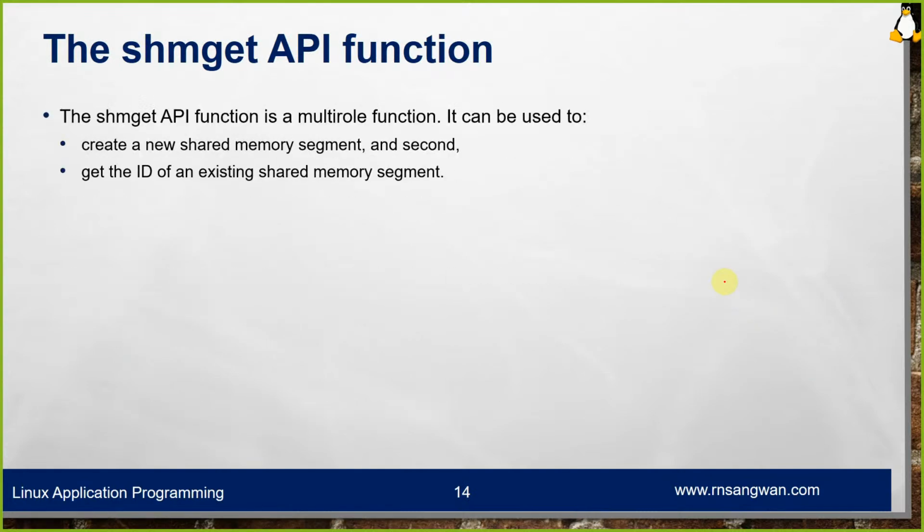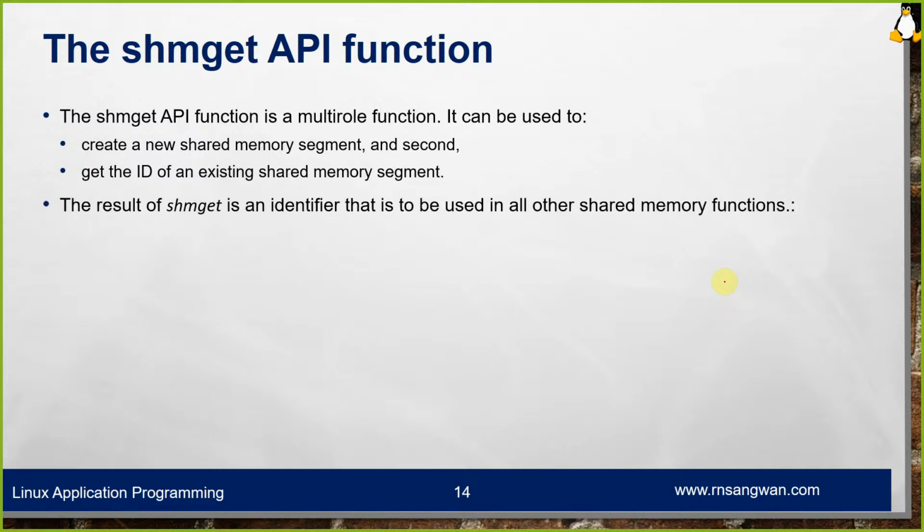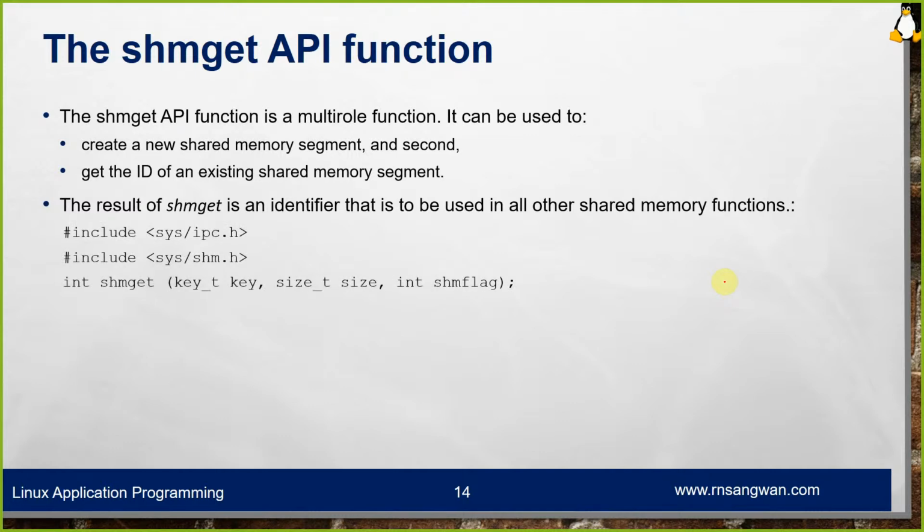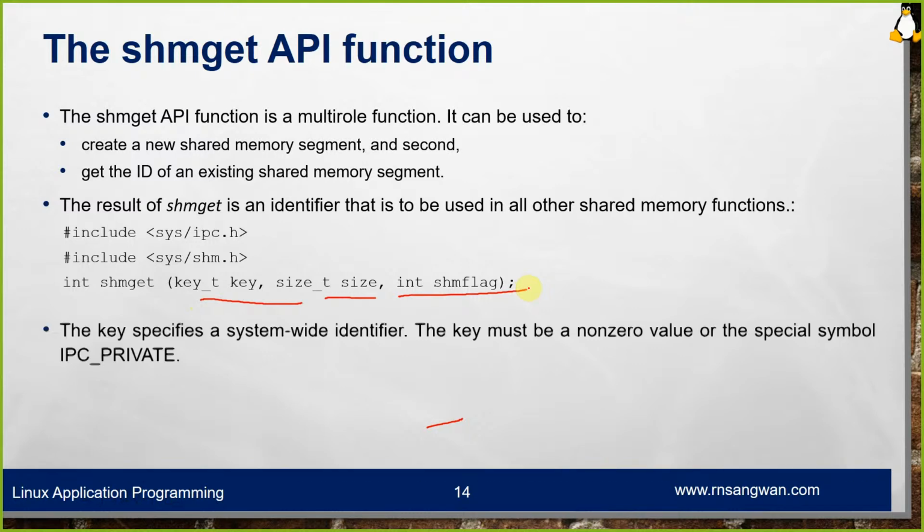shmget API function. The shmget API function is a multi-role function. It can be used to create a new shared memory segment, and it can be used to get the ID of an existing shared memory segment. The result of shmget is an identifier that is to be used in all other shared memory functions. So these are the arguments we need to understand. The way we understood the rest of them, now it is self-explanatory. I am sure you understood it quite easily.